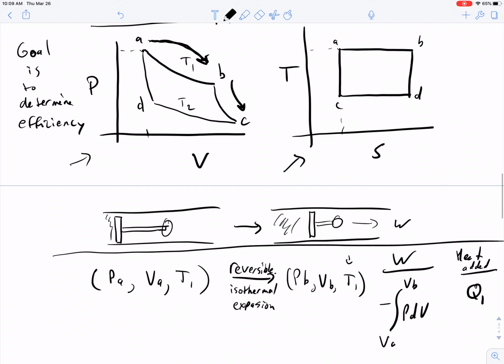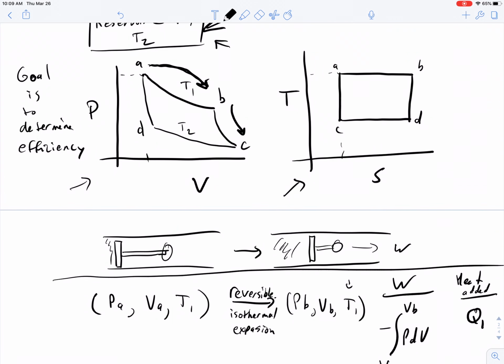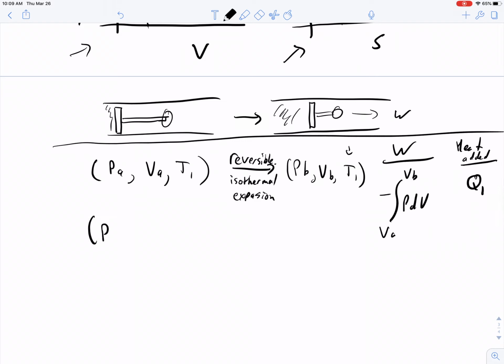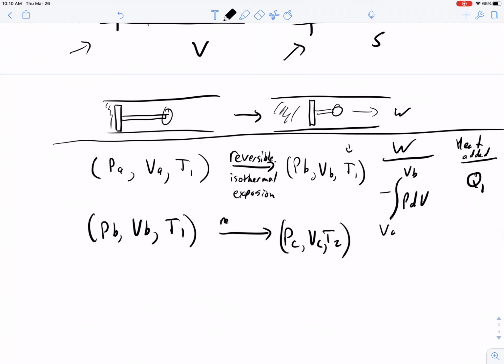Step 2, the system is traversing from B to C. I'm sorry, this should be a C over here and not a D. Okay, let's fix it: A, B, C, D. This is going to be happening at a constant entropy, okay? And the temperature is changing from your T1 high temperature to T2 the lower temperature. So we're going to go from pressure B, VB, T1 to another point at pressure C, VC, temperature 2. The process by which this is happening is isentropic. There's no change in entropy, so this is also reversible.